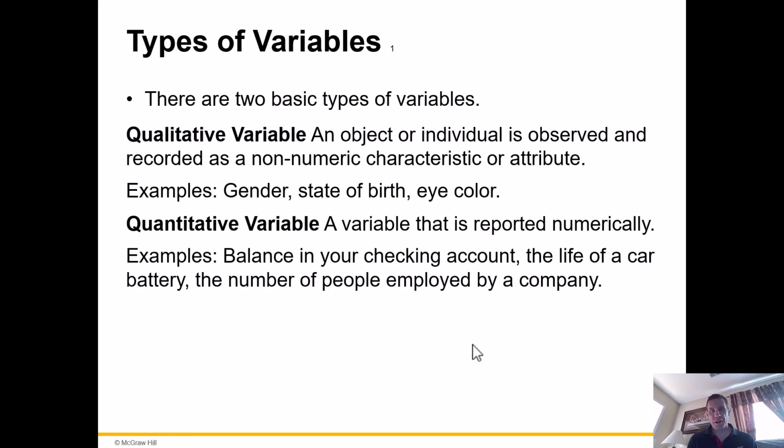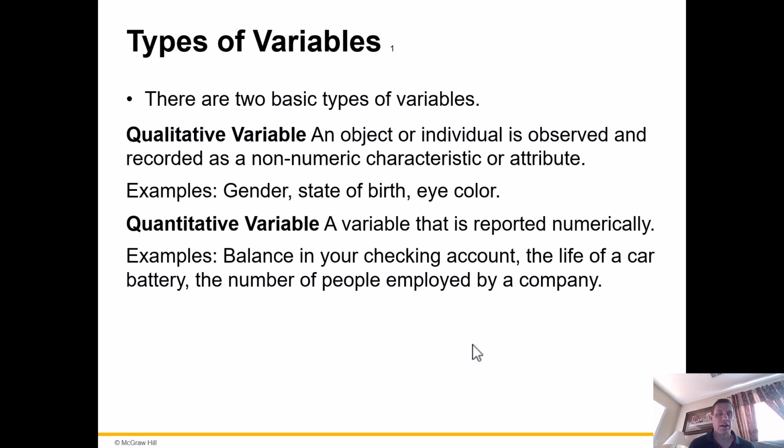Okay, two types of variables. Very basically, there are two types. So we have what we call qualitative and what we call quantitative. Before I get into their definition, let me just say this. Qualitative, just think of anything that's not numbers. Quantitative, just think of anything that is numbers, and that's pretty much it. So qualitative variable is defined as an object or individual that's observed and recorded as a, there you go, non-numeric characteristic or attribute. So examples would be gender, state of birth, and eye color.